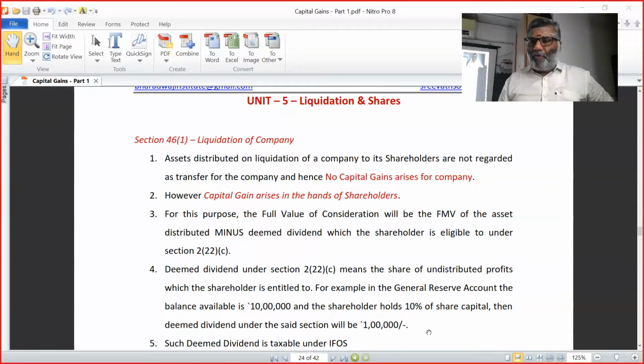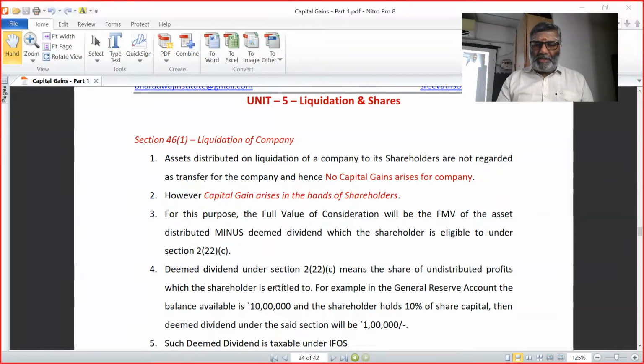Then we walked forward and started with other cases. So, we started with liquidation, how the shareholder gets taxed. Today, we are starting with shares.